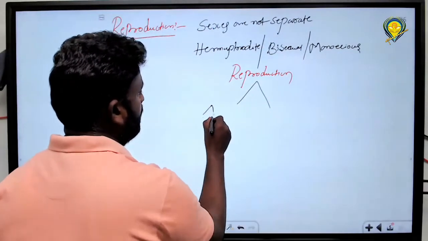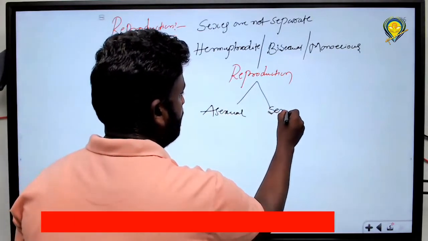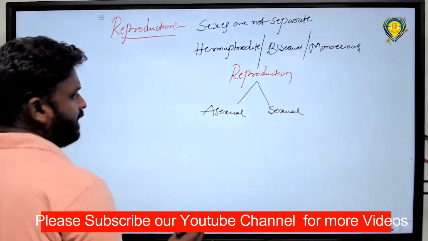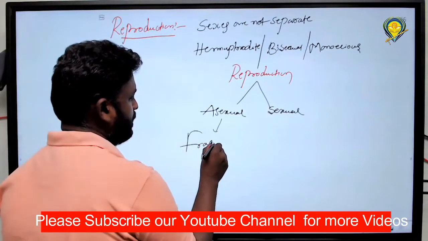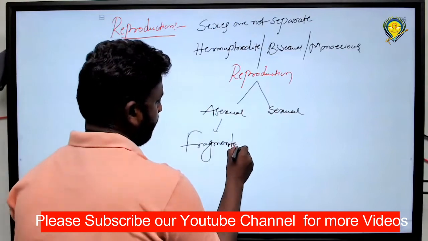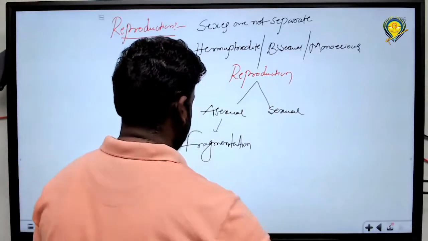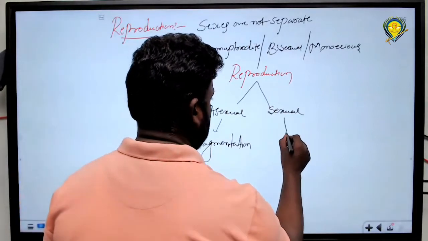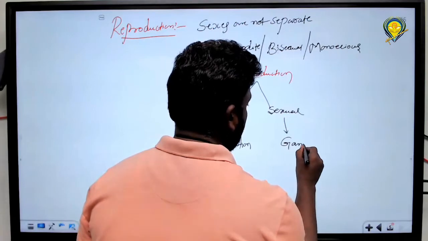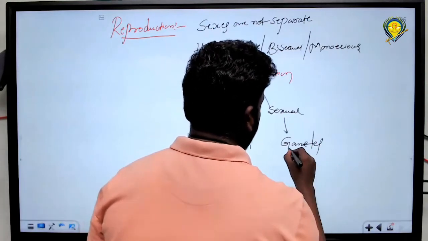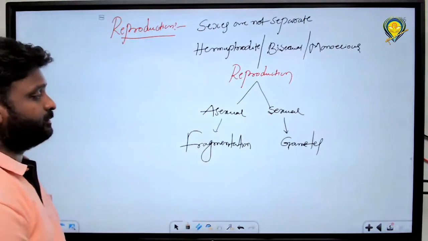Then reproduction takes place through both sexual and asexual. Asexual reproduction takes place through what? What is the manner? Next one, sexual reproduction takes place through the gametes, producing of gametes.